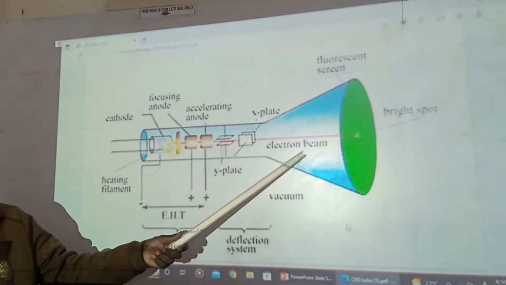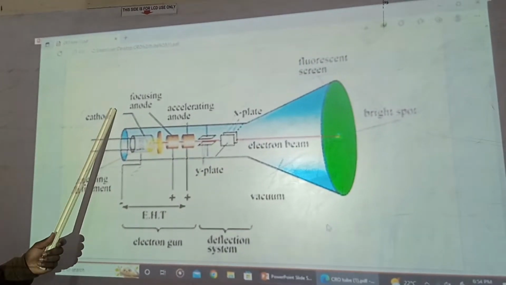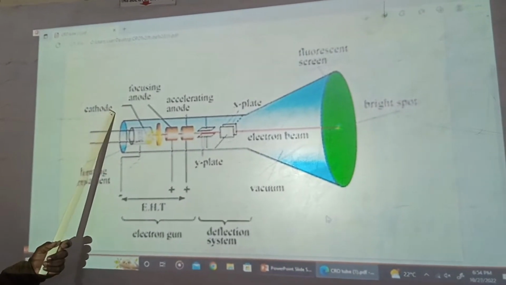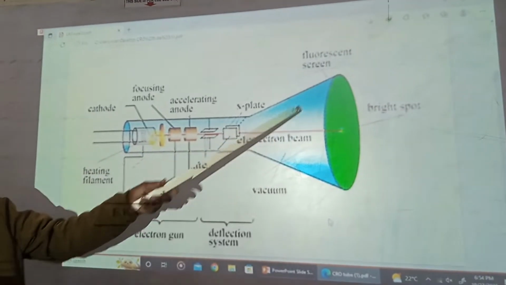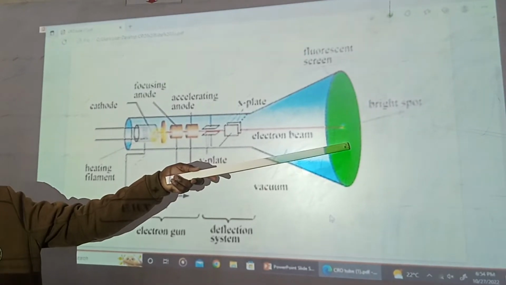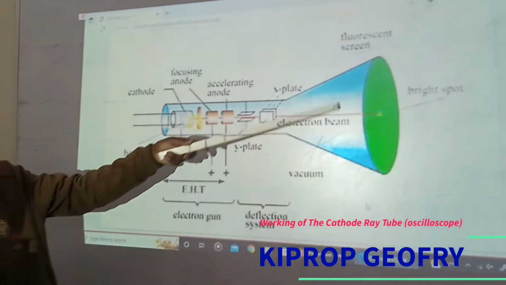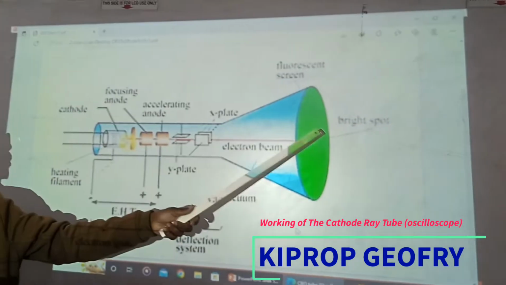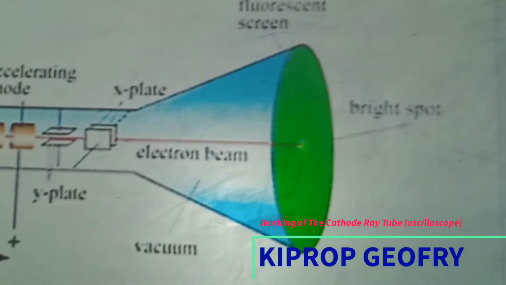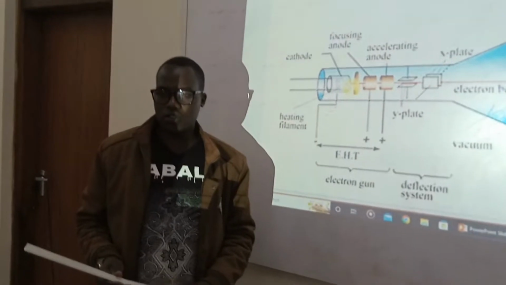Then we move to the electron beam. The electron beam is just the beam which is moving, which has been ejected from the cathode. It is moving directly towards the screen. This is the screen whereby the images are going to be formed. It is called the fluorescent screen. The fluorescent screen forms the images of different bodies in the form of bright spots. That is the simple working, or the simple parts, of the cathode ray tube.